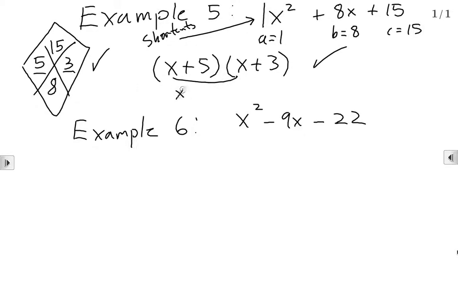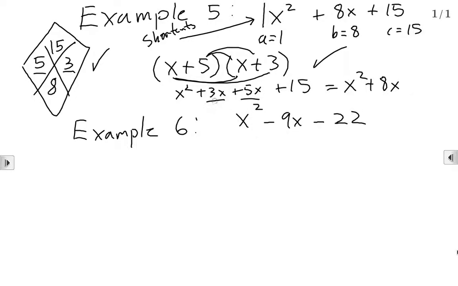X times x is x squared. X times 3 is 3x. 5 times x is 5x. 5 times 3 is 15. And then we have some like terms that we can combine. So this is x squared plus 8x for the like terms, plus 15, which is good. That was our original problem. So that was checking our work.